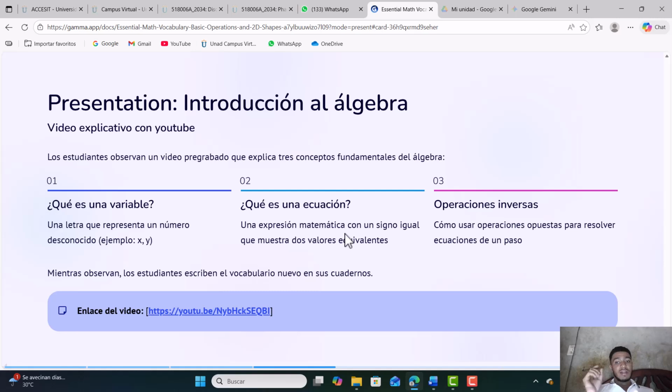The three concepts are: one, what is a variable, a letter representing an unknown number. Two, what is an equation, a mathematical expression with an equal sign showing two equivalent values. And three, inverse operations, how to use the opposite operation to solve one-step equations. Let's watch the video now, keeping the time limit in mind.